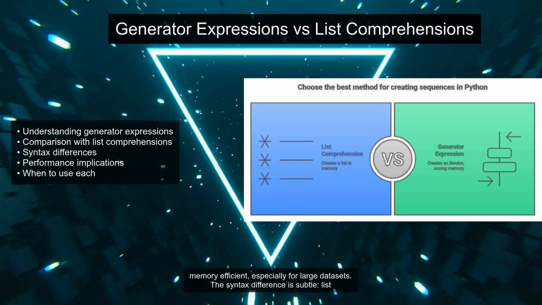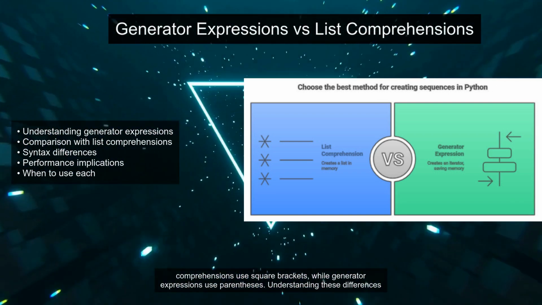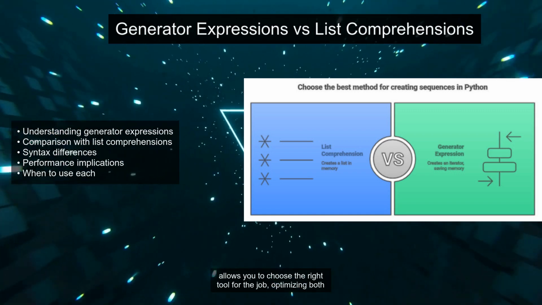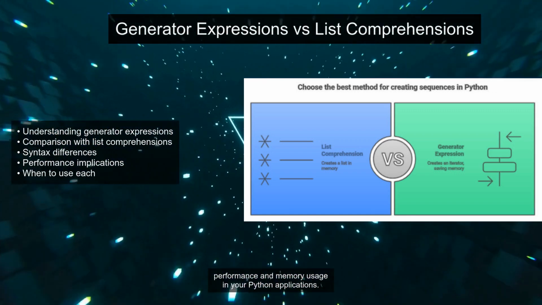The syntax difference is subtle. List comprehensions use square brackets, while generator expressions use parentheses. Understanding these differences allows you to choose the right tool for the job, optimizing both performance and memory usage in your Python applications.